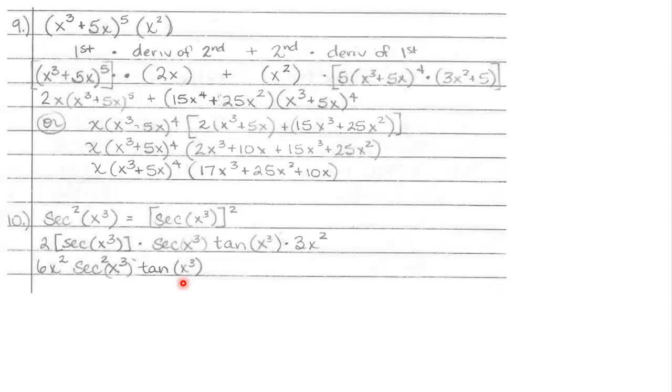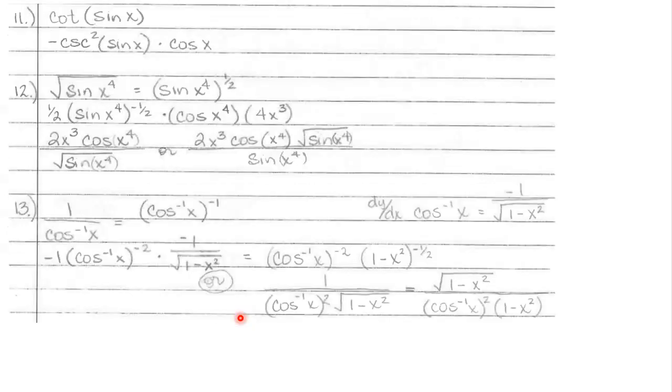All right, then for number 11, again, continuing with taking the derivative, we've got the cotangent of the sine of x. Now, this is not cotangent times sine x. There would have to be an x here for that. This is the cotangent of the sine of x. This is what we're taking the cotangent of.